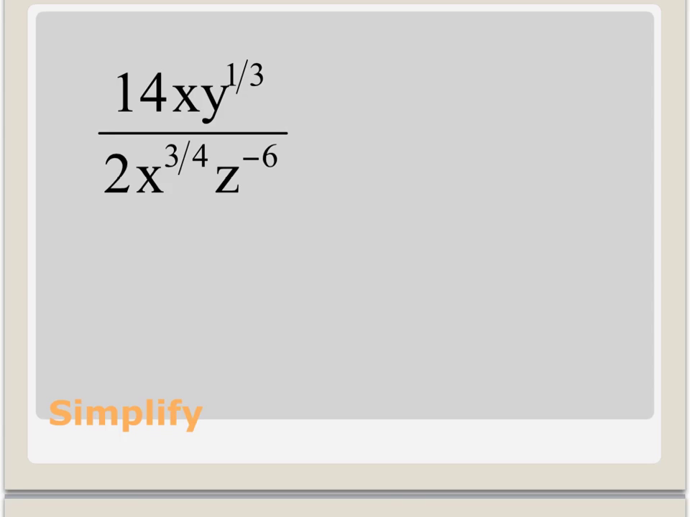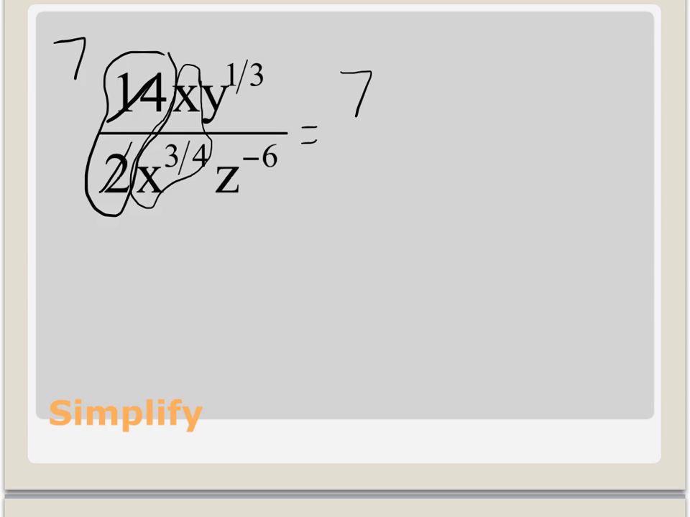only one base represented. Okay, so if we look at the 14 and the 2, they don't have any exponents, so that's just a fraction, so I can simplify that. 2 goes into 14 7 times, so I'm going to have a 7. If I look at the x's, I have one on the top and one on the bottom, so remember that when we have division with the same base, we subtract the exponents.